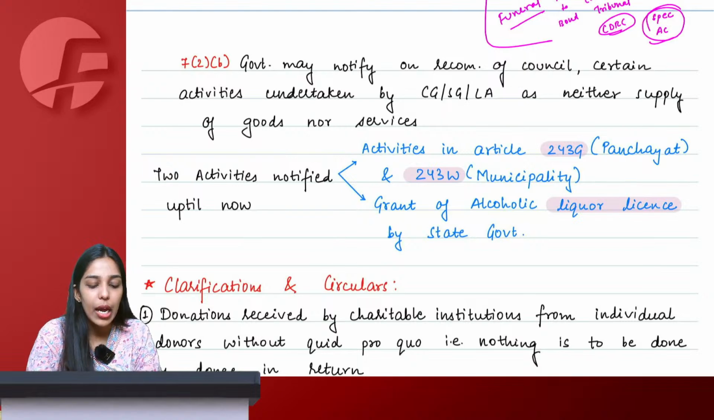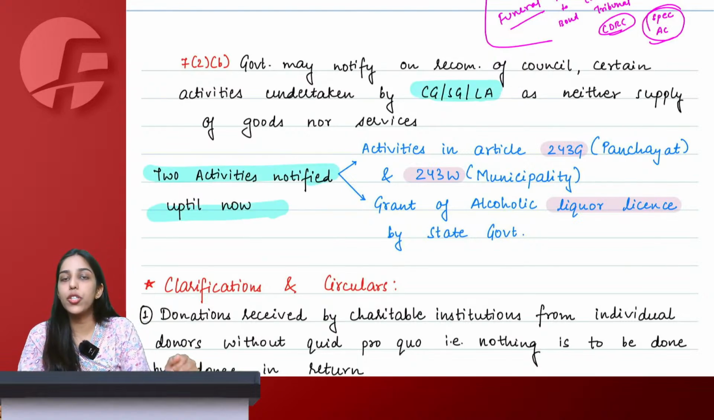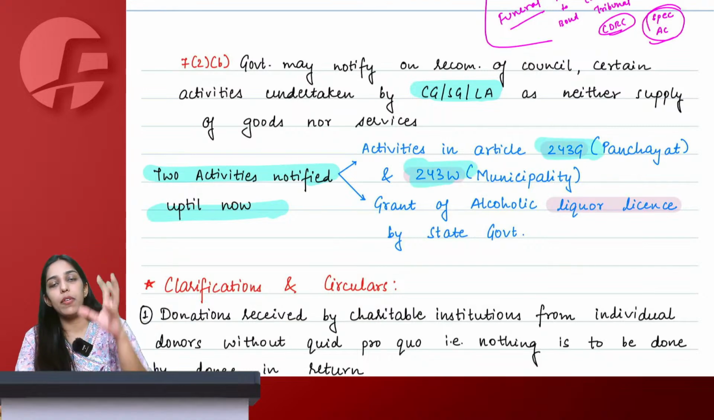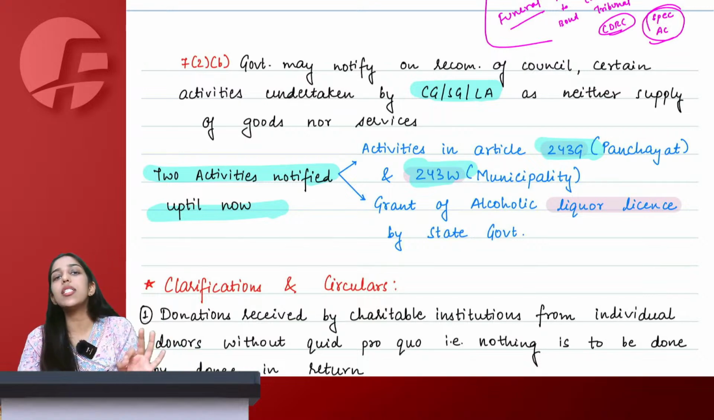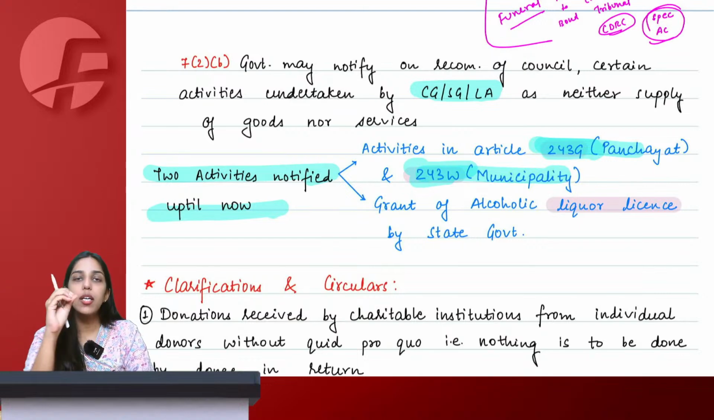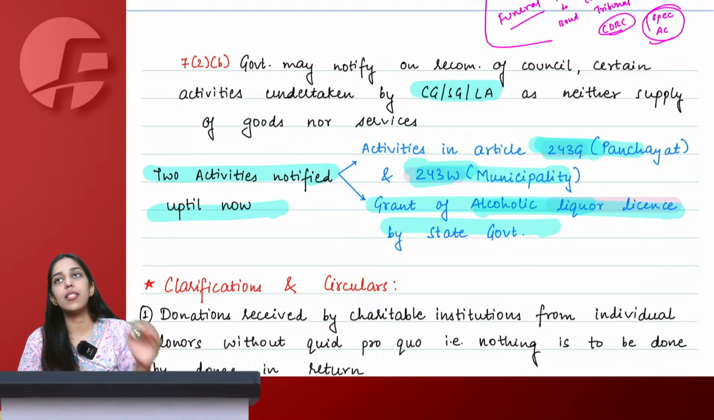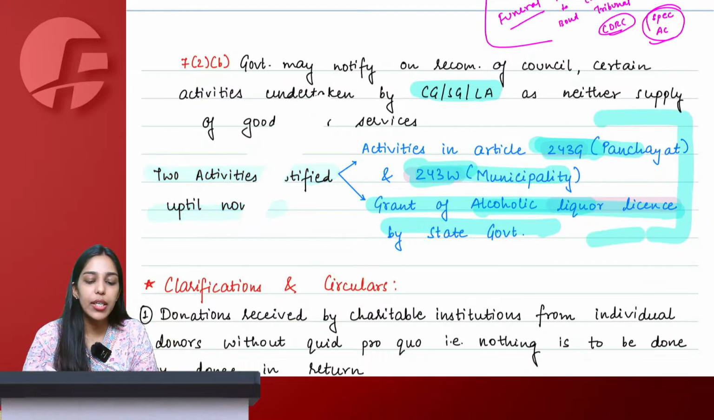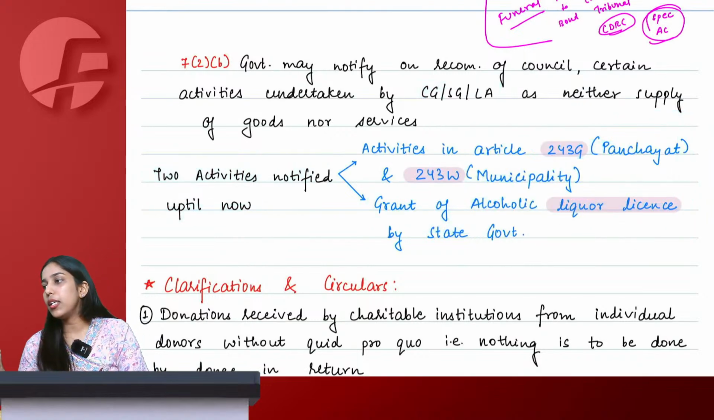So particularly 2 activities carried out by government, central government, state government, local authority. Article 243G and W, no need to remember what are the activities under these lists. The question will mention. You just need to remember 243G and W. What are the activities under it? The question will specify. And grant of alcoholic liquor license by state government. These 2 activities are neither treated as supply of goods nor supply of services. Done? Yes.